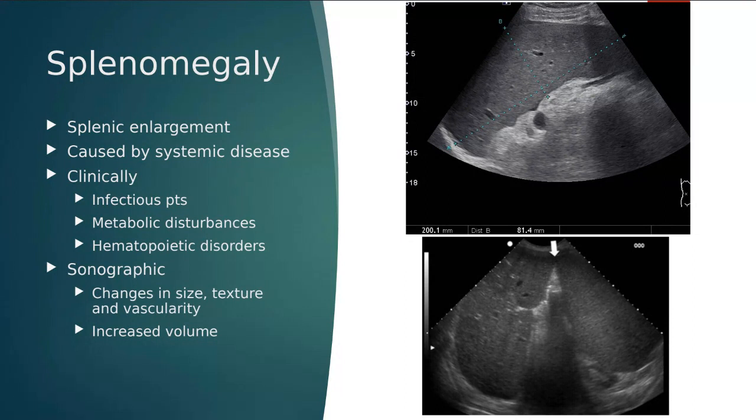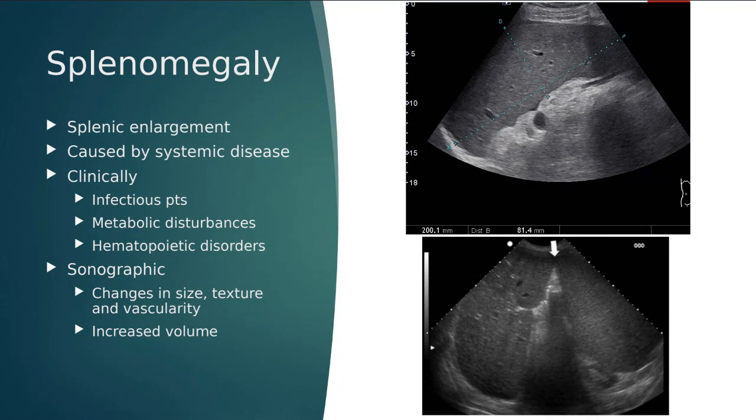On ultrasound, of course, we're going to see a spleen that is measuring very large, so greater than 12 centimeters in length. We're going to see an increase in volume. So really all 3 of our measurements are going to be larger than they should be. And we can see some changes in texture and vascularity, but for the most part, that spleen is still going to be its normal architecture.